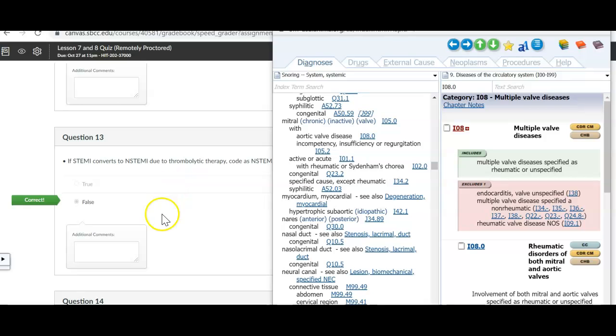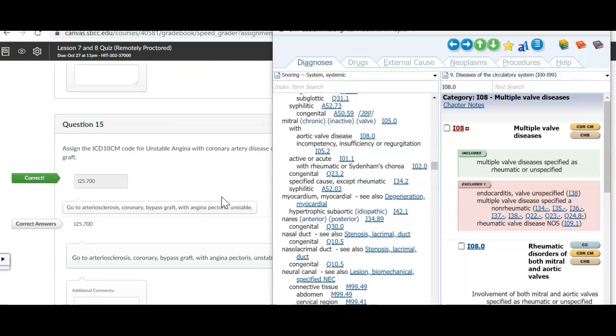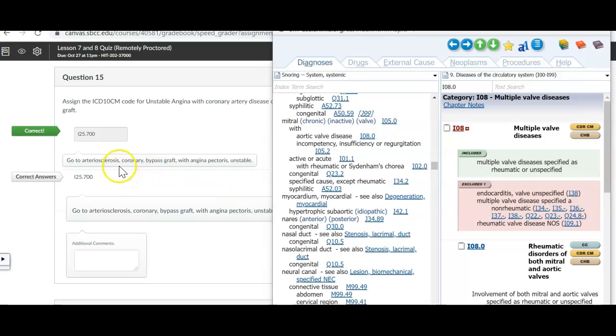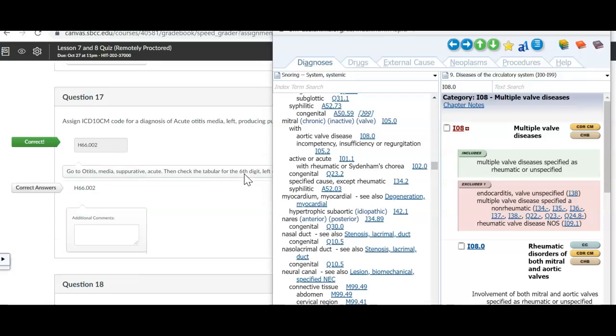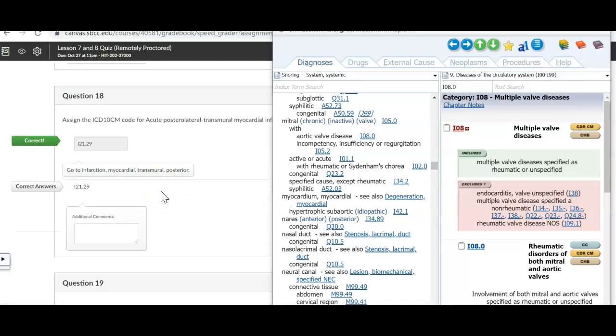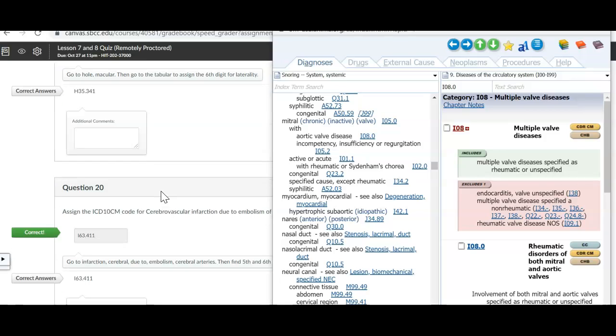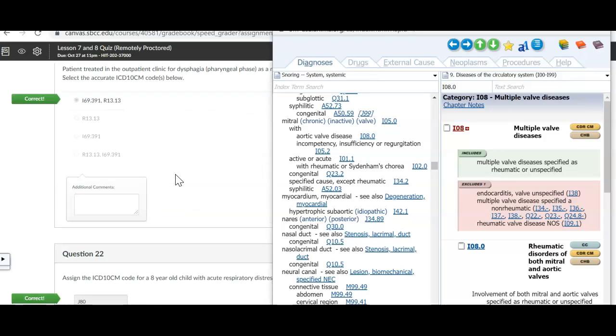Okay, so 23, just review the true false. Right here, it does give us the pathway. I'm not going to go through each and every one of these. The same thing for 17. Same thing for 18, it goes through the pathway. So really look at these pathways. It really explains what you need to code.